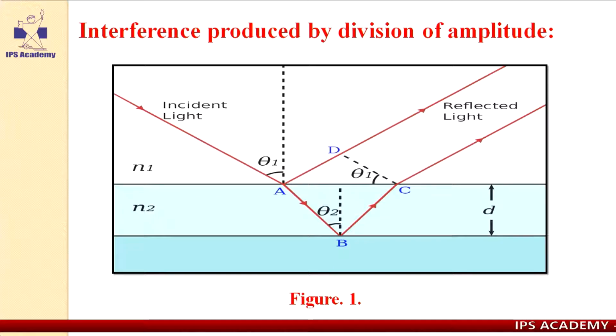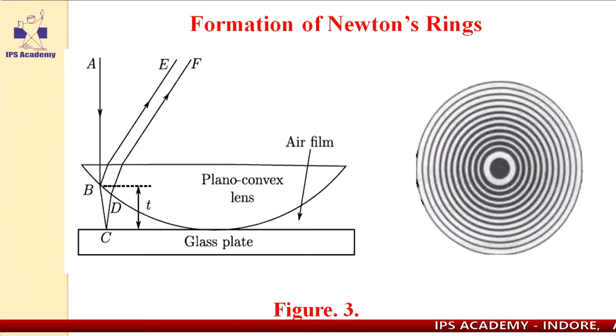So Newton's ring experiment is because of division of amplitude. So how are Newton's rings formed? We will also discuss this in the instrument. What is the arrangement here?